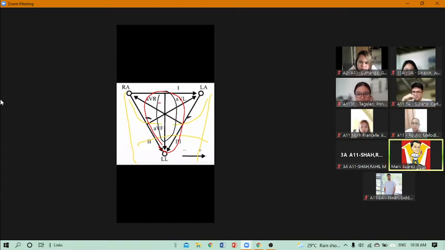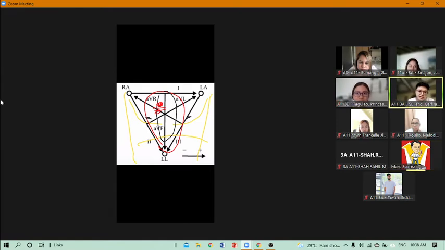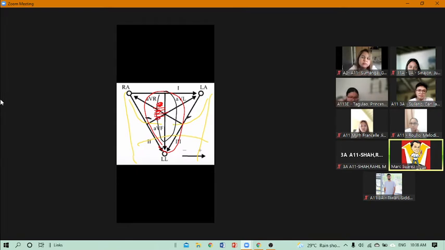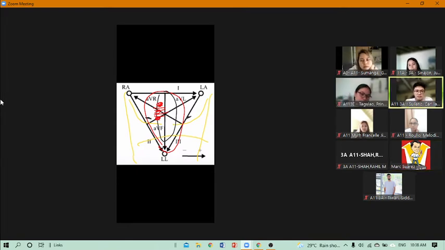Imagine this one. The red part is the second intercostal space. Beneath the second intercostal space is the third rib. Beneath the third rib is the third ICS. Beneath the third ICS is the fourth rib. Beneath the fourth rib is the fourth ICS. So V1 is placed where?